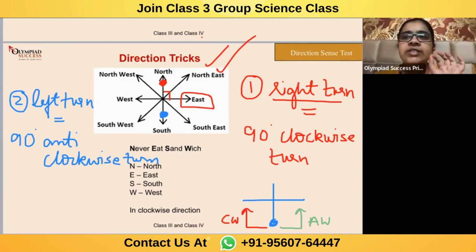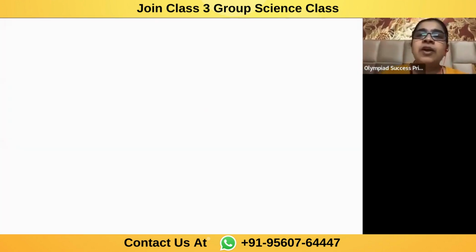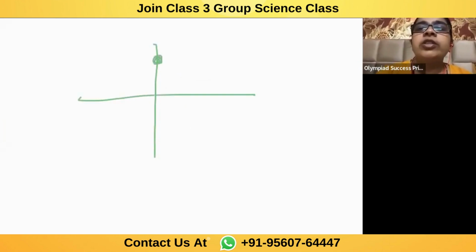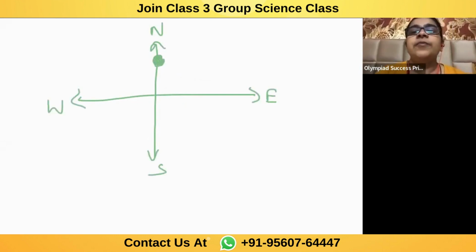This is the only part of the class I can tell you: if you understand this, you can understand all the questions. So do it once again with me. No problem in doing it all over again. I'll just use my whiteboard. My person is standing in the north. This is north, east, south, west. My person is standing in the north. Now my question is left turn. Left turn will bring you to what direction?